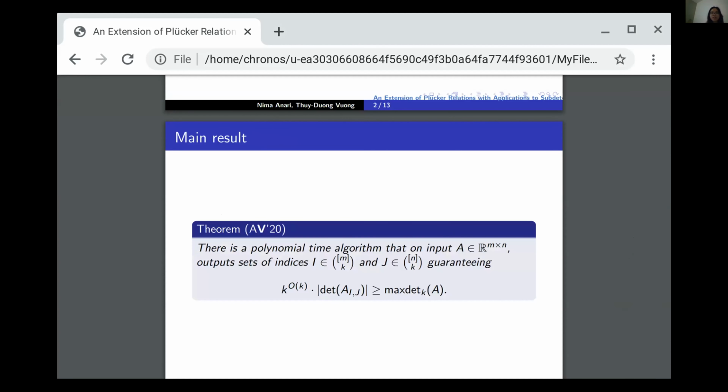So our main result is that we can get an efficient k^O(k) approximation for this problem. And this is the first efficient algorithm that achieves an approximation ratio that depends only on k. And also our algorithm is very simple, as it is just local search.